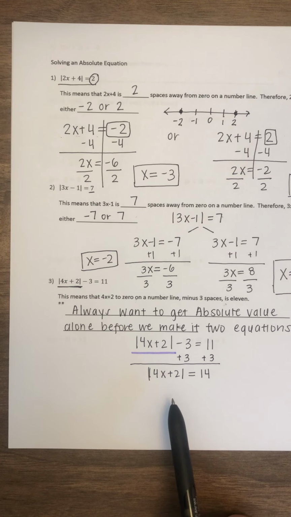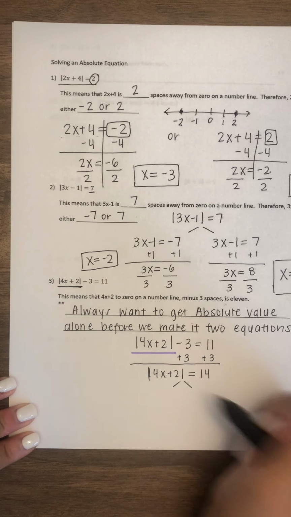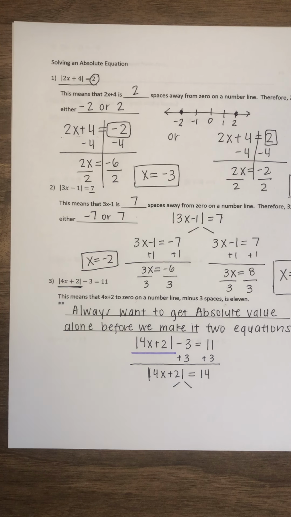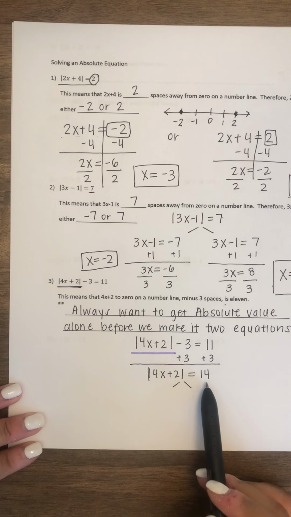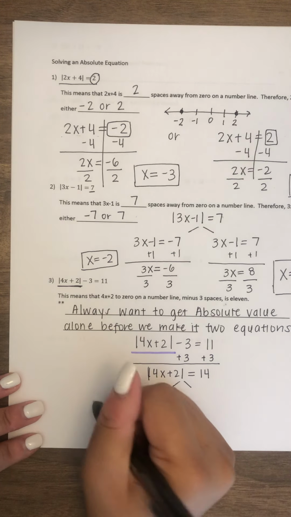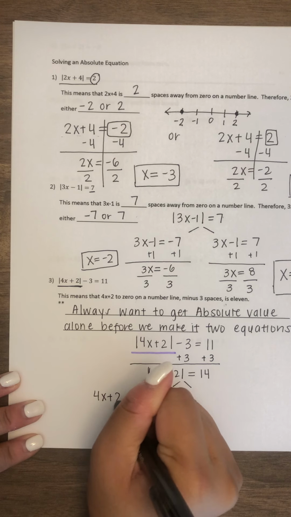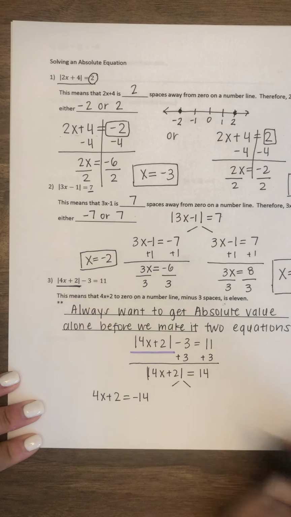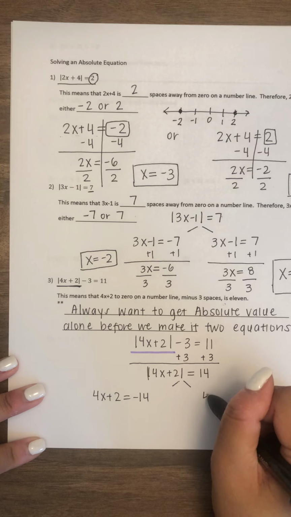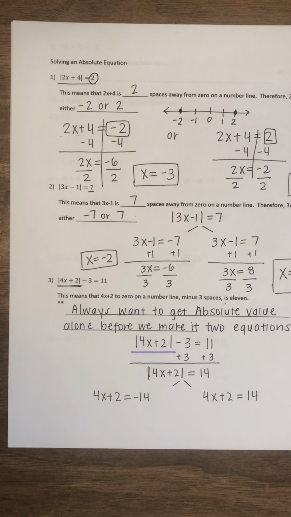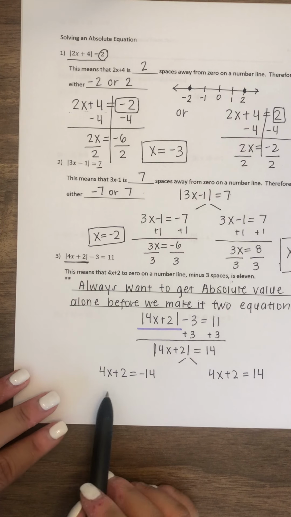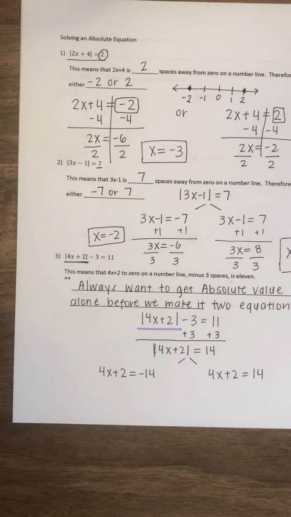Now this is similar in structure to numbers 1 and 2. So this is where we can then split up into 2 equations, where 4x plus 2 is 14 spaces away from 0, meaning that 4x plus 2 could be negative 14, or 4x plus 2 could be positive 14. I'm going to go ahead and solve for x the same way we've been doing.